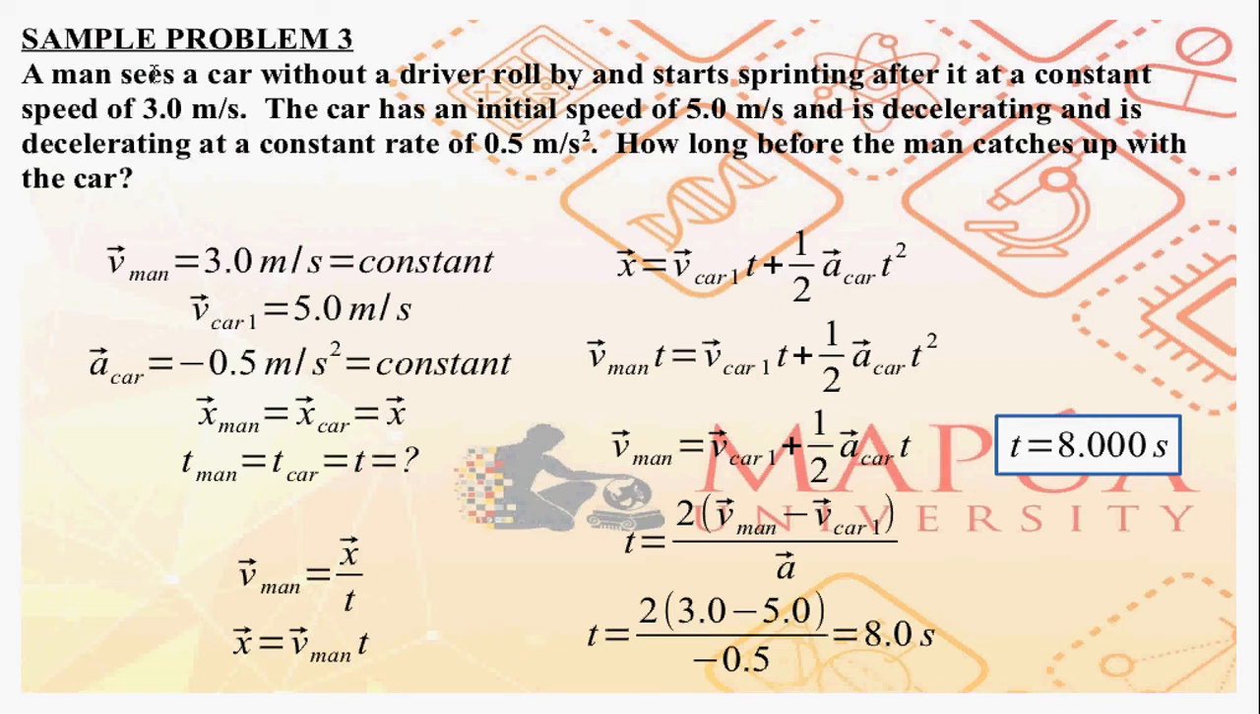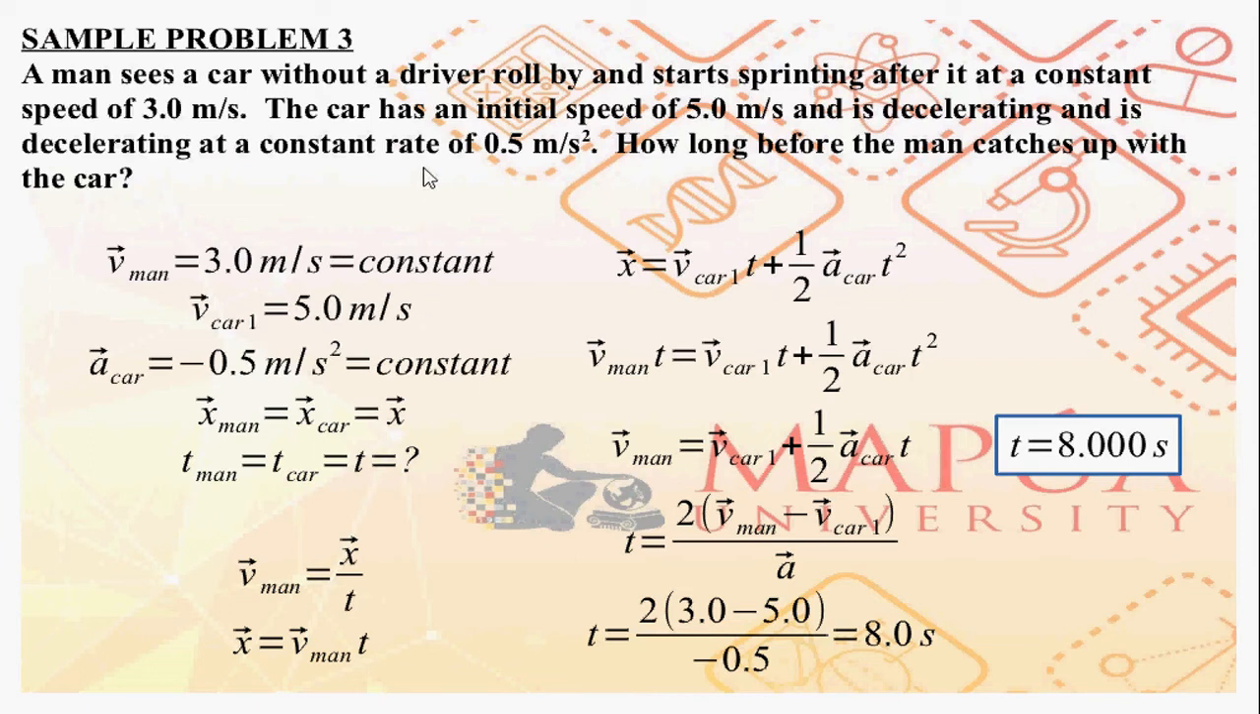So, the man has a constant velocity of 3 meters per second, whereas the car has an initial speed of 5 meters per second. So, initial velocity of the car, 5 meters per second. Now, once again, the problem does not specify any direction for the motion of our objects. So, we can assume that the direction of motion is positive. So, velocity of the man is positive, initial velocity of the car is positive.